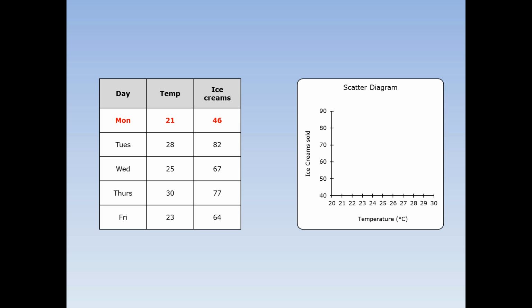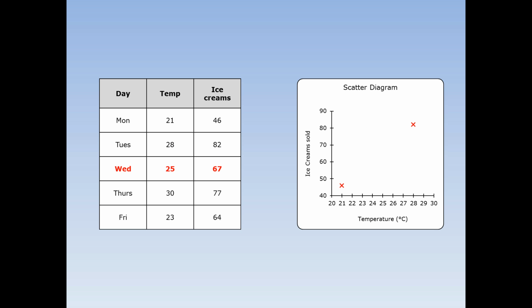On Monday, the temperature was 21 and I sold 46 ice creams. Here's where 21 degrees and 46 ice creams crosses over, and I put a cross. On Tuesday the temperature was 28 and the ice cream sold was 82. Here's where 28 degrees and 82 ice creams crosses over, and I put a cross.